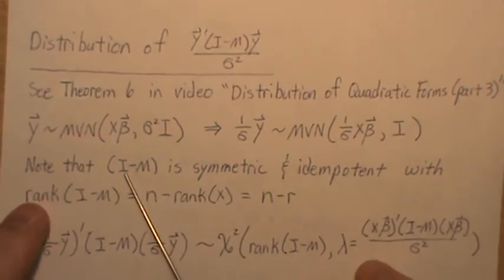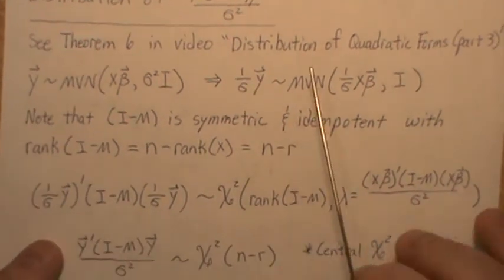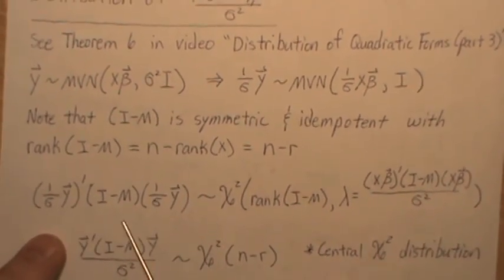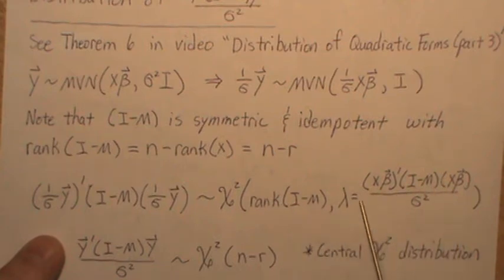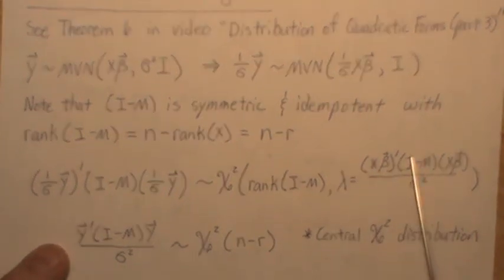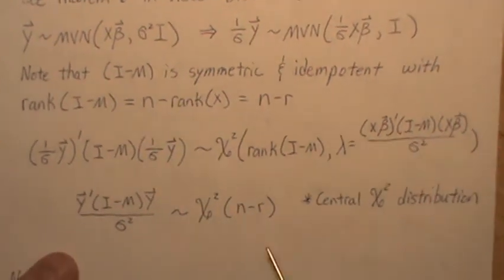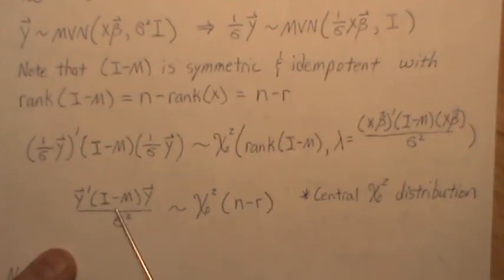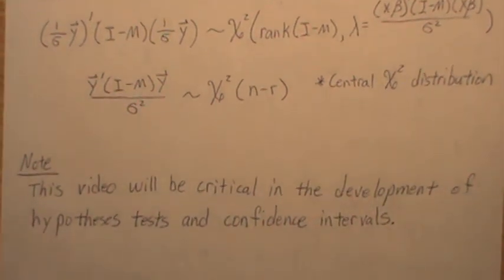So note that I minus M is symmetric and idempotent with rank n minus r. Then the theorem tells us this quantity is a non-central chi-square distribution with this rank as its degrees of freedom, and the non-centrality parameter lambda. But as we pointed out, I minus M times x is 0. So the non-centrality parameter is 0. And we get this quadratic form is a central chi-squared. Now note that this result will be absolutely critical in the development of hypothesis tests and confidence intervals.